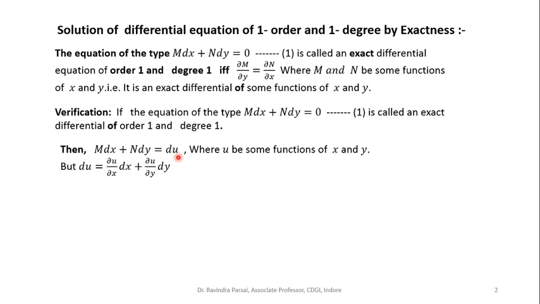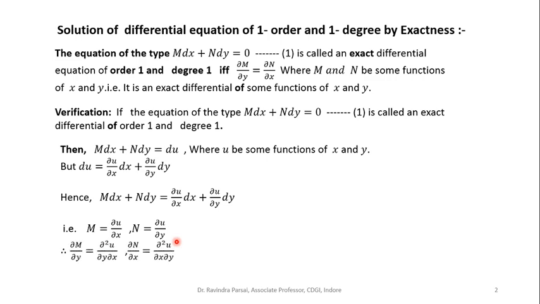But we know the exact differential of a function of two variables: du equals del u by del x into dx plus del u upon del y into dy. Therefore both these expressions are to be the same, so we equate them: M dx plus N dy equals del u by del x of dx plus del u upon del y of dy. On equating the coefficients of like terms on both sides, we get M equal to del u by del x, N equal to del u upon del y. So you get the desired condition of exactness.